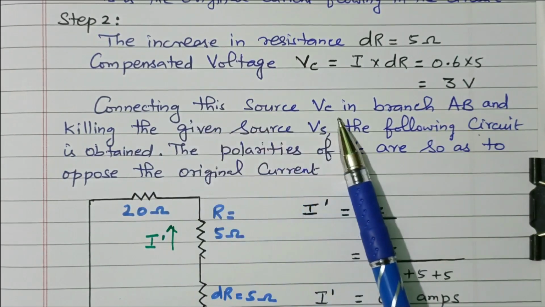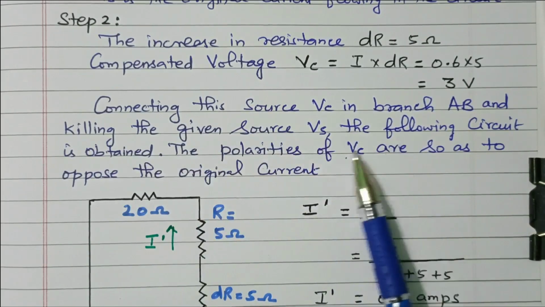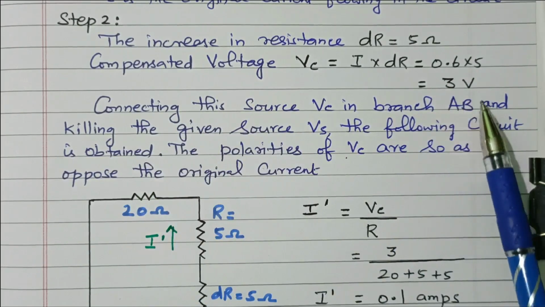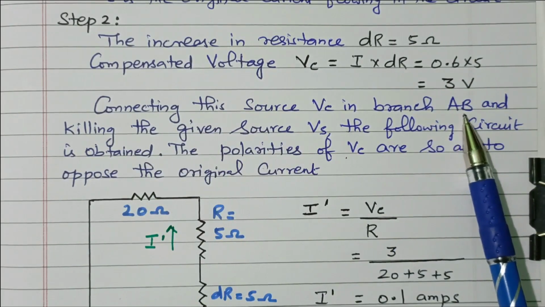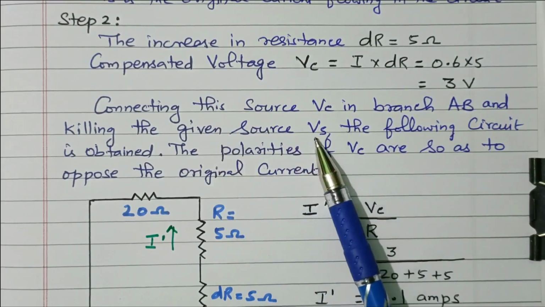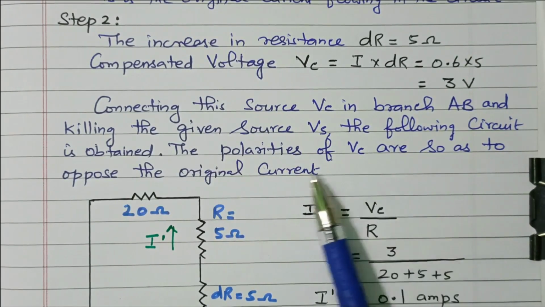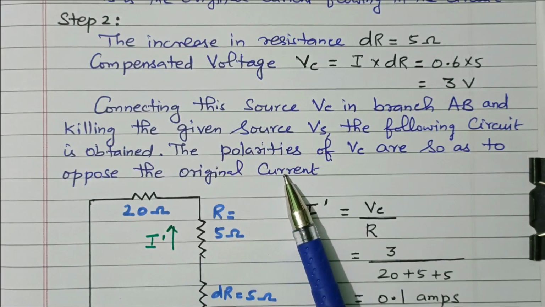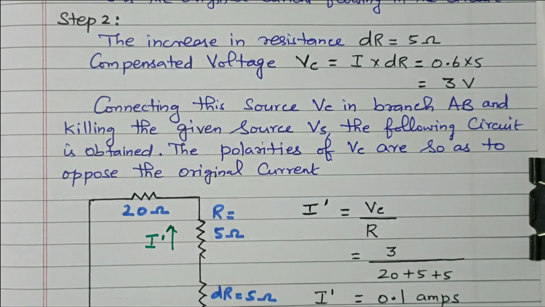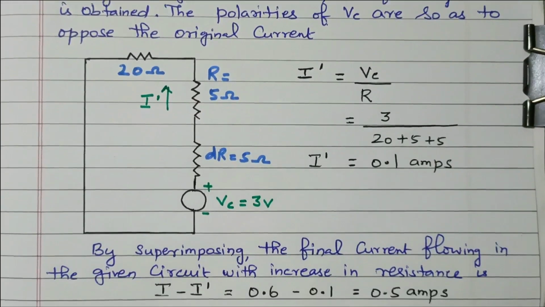Connecting this source Vc in the branch AB and killing the given source Vs, the following circuit is obtained. So what we need to do is connect this voltage source in series with the branch A. Then we remove the original source, that is called killing the given source, meaning Vs should be removed, right? Now the polarity of Vc is so as to oppose the original current. The polarity should be opposing, so that is called an opposing voltage. That's why it is called a compensated voltage, right? So after this modification, we'll see what the changes in the circuit are.